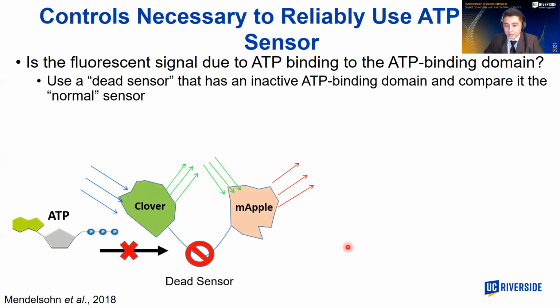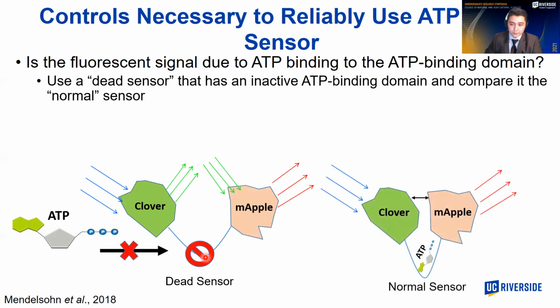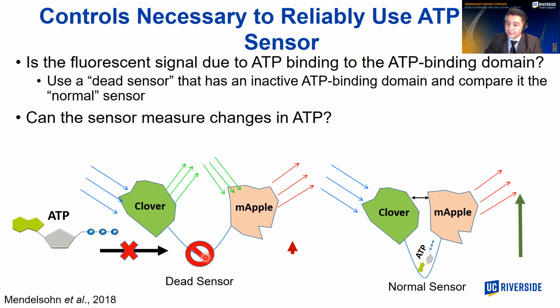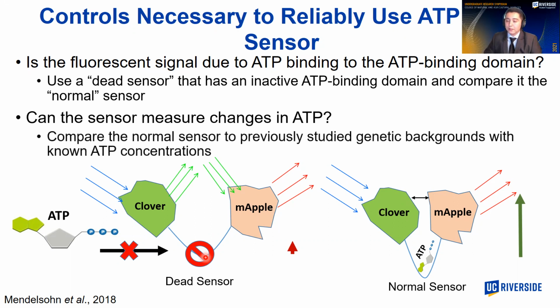So this dead sensor that you see here has that inactive domain where, regardless of the presence of ATP, it will not be able to bind, and therefore not bring the two molecules closer together compared to the normal sensor, as mentioned previously. And we hope that the normal sensor will produce higher signal because it has that activity to bring the two fluorescent proteins closer together. And with this established, we need to determine, well, can the sensor measure changes in ATP? Because if it cannot measure changes in ATP, then how can we tell differences in energy metabolism? So we're going to compare the normal sensor to previously studied genetic backgrounds with known ATP concentrations.